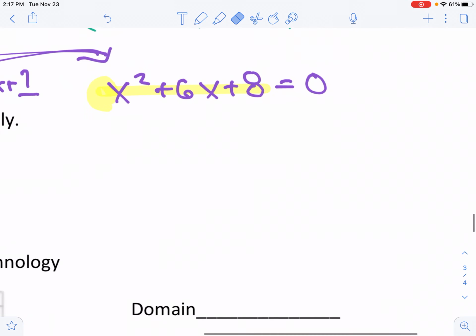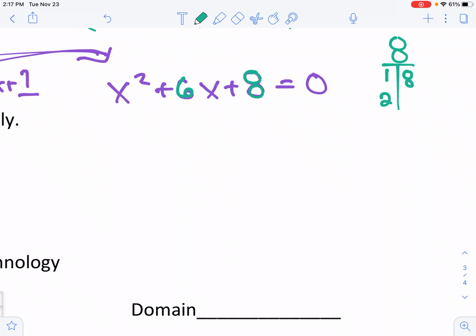So I'm going to take this one because I think it's easier. I don't have to deal with a negative 1. And I'm going to do simple factoring. What multiplies to 8 and adds to 6? Okay, so this is the a equals 1 factoring, and I get 1 and 8, 2 and 4 multiply to 8. And if I look at it closely, I can see that 2 plus 4 adds to 6. And so I am done.